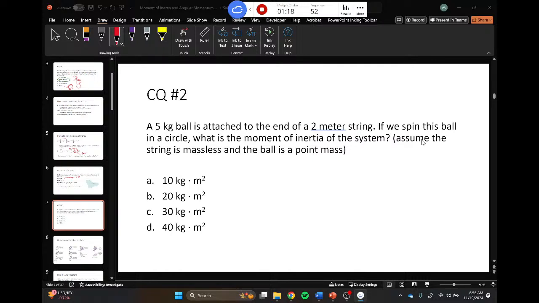How do we get moment of inertia? Once you know what the equation is, you have a single object. There's nothing to add. So, what's the mass here? I didn't actually see you guys.